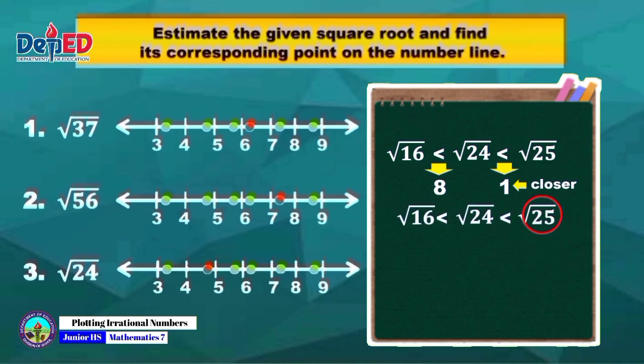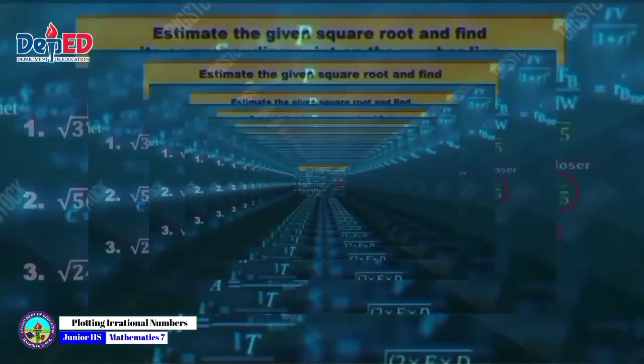The square root of 16 is equal to 4, and the square root of 25 is equal to 5. Since the square root of 24 is closer to 5, the point must be closer to 5. Locate 4 and 5 on the number line and say freeze if you see the point. Freeze!